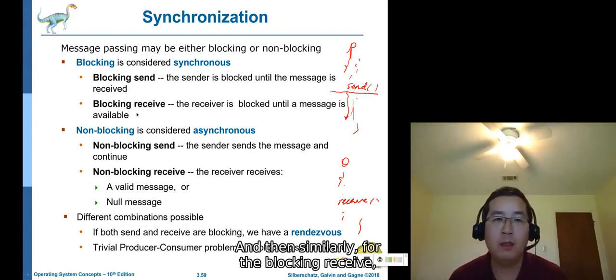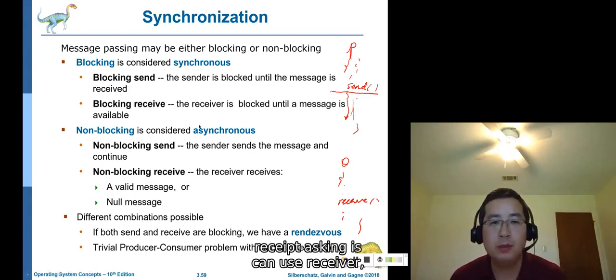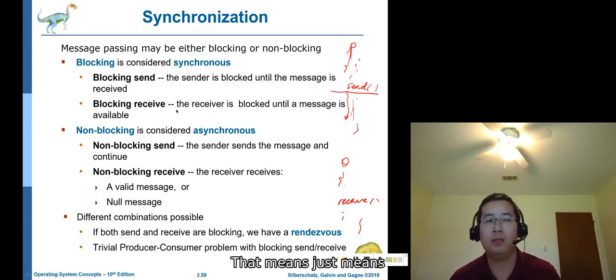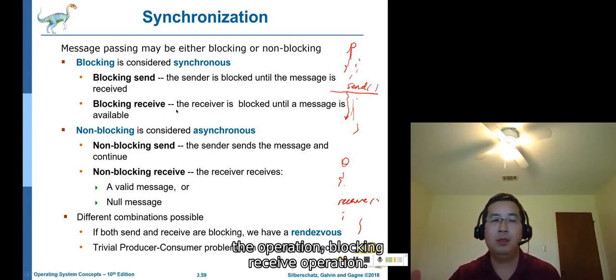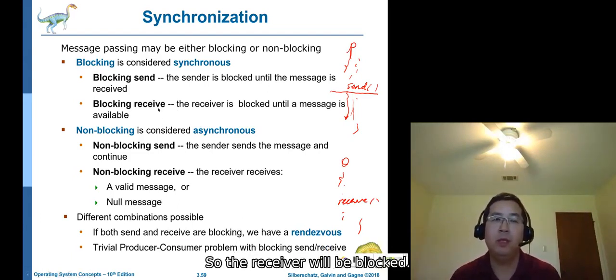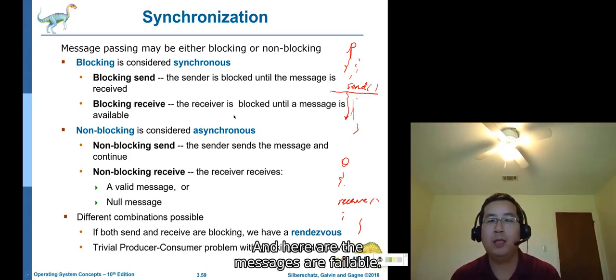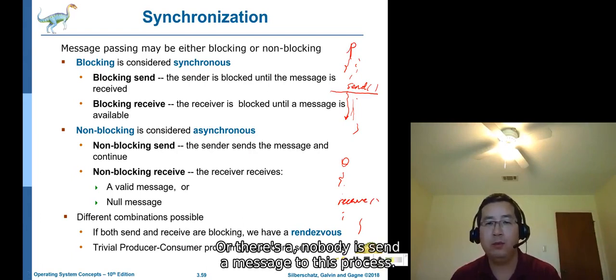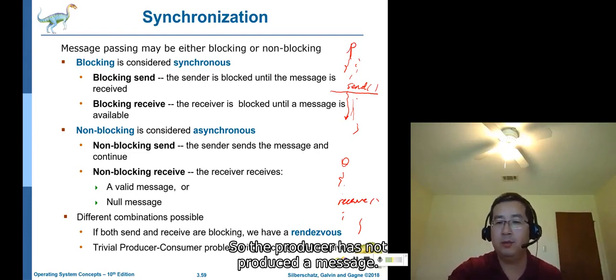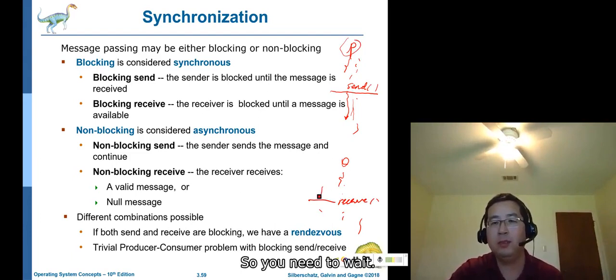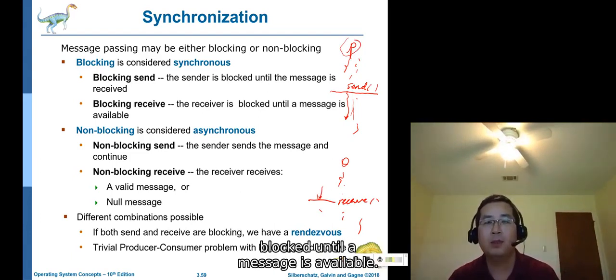And similarly for the blocking receive, whether you say receive or not doesn't matter, it just means the operation. Blocking receive operation: the receiver is blocked until the message is available. If the mailbox is empty or nobody has sent a message to this process, so the producer has not produced the message, you need to wait. So it's blocked until a message is available.